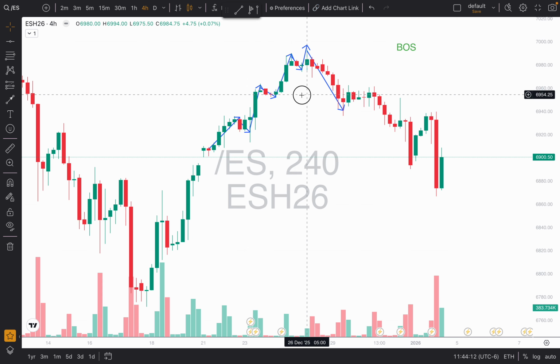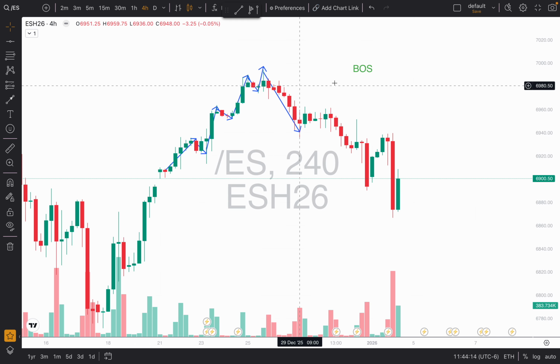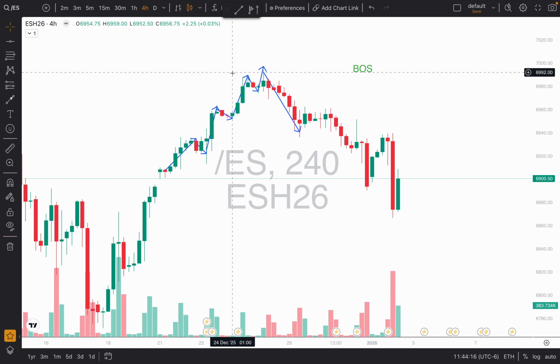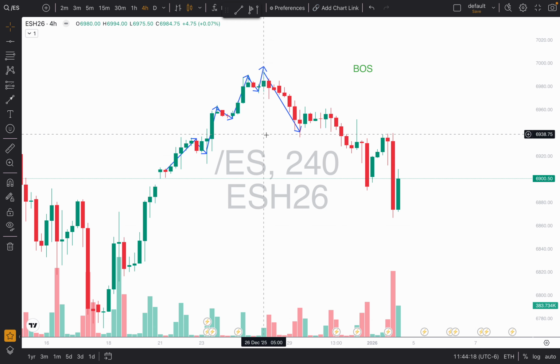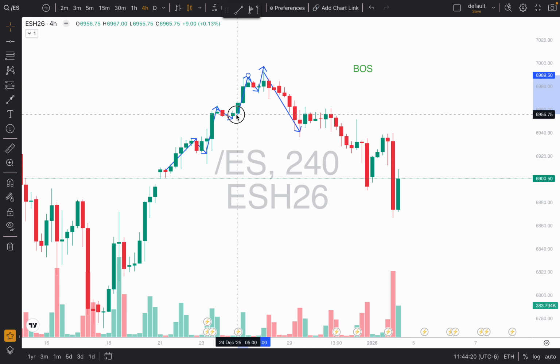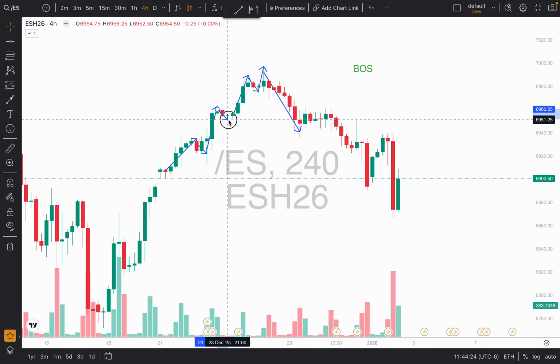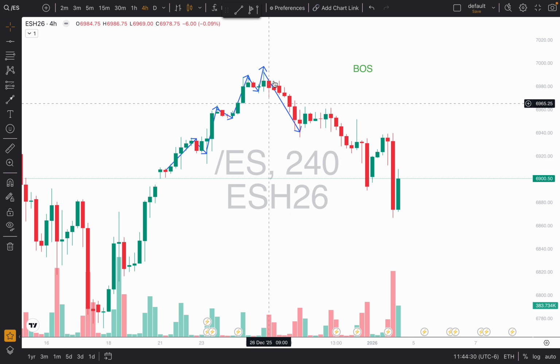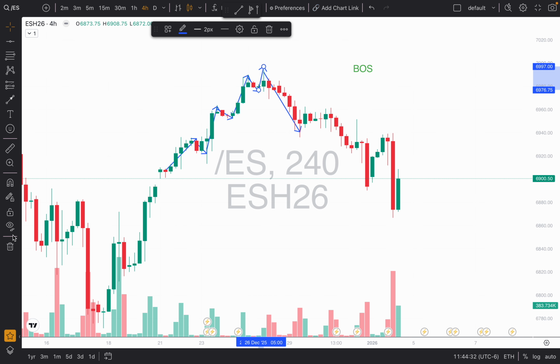But, boom. This is a break of structure. Price is moving upwards, and then price moves down. So I would consider it a break of structure whenever price came past this level, simply because this is that last swing low for me. This is the last point that price jumped off of. Don't get me wrong.